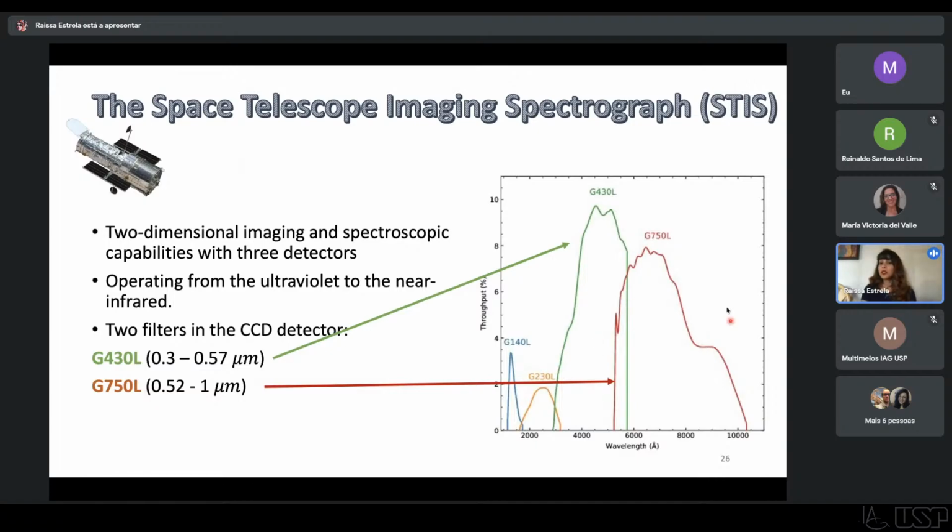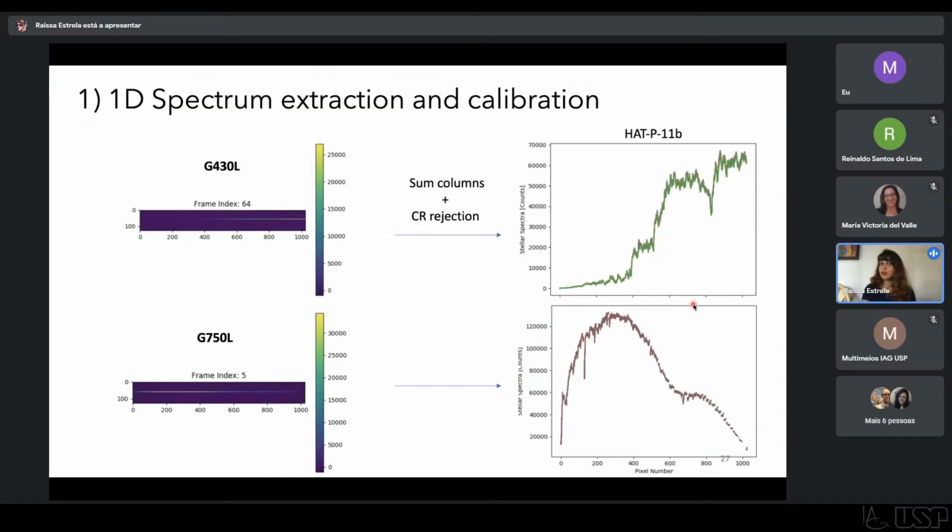So the data reduction steps for STIS are the following. Once we have the 2D image of the spectra in each filter, you can sum the columns of the image to obtain the 1D spectra. You need to remove any cosmic rays as well. So you see here for this target, HAT-P-11b, the 1D spectra for G430L and the 1D spectra for G750L.